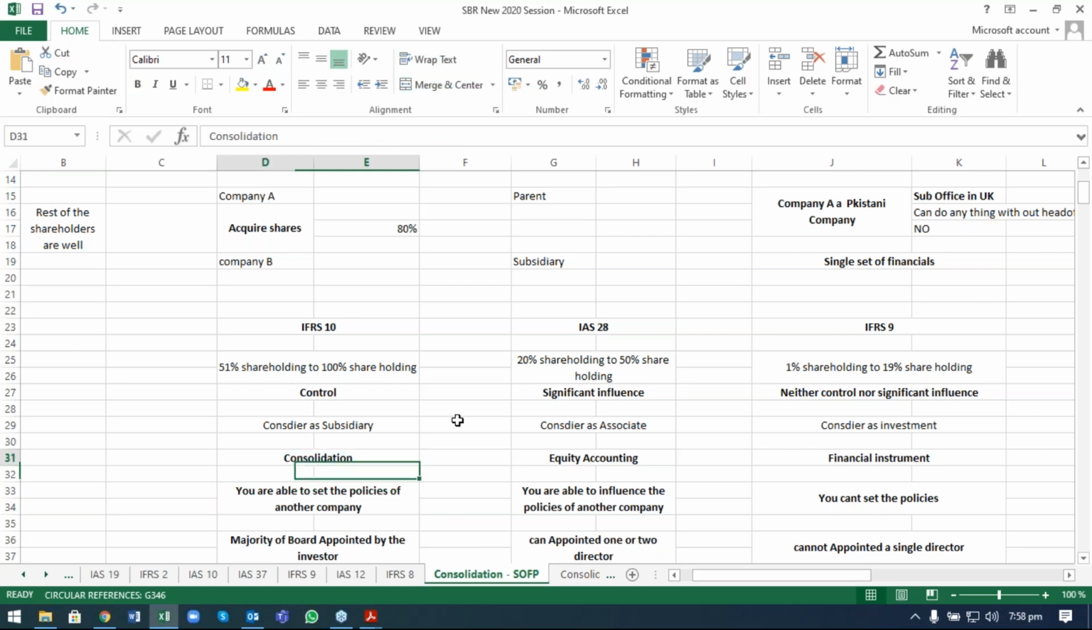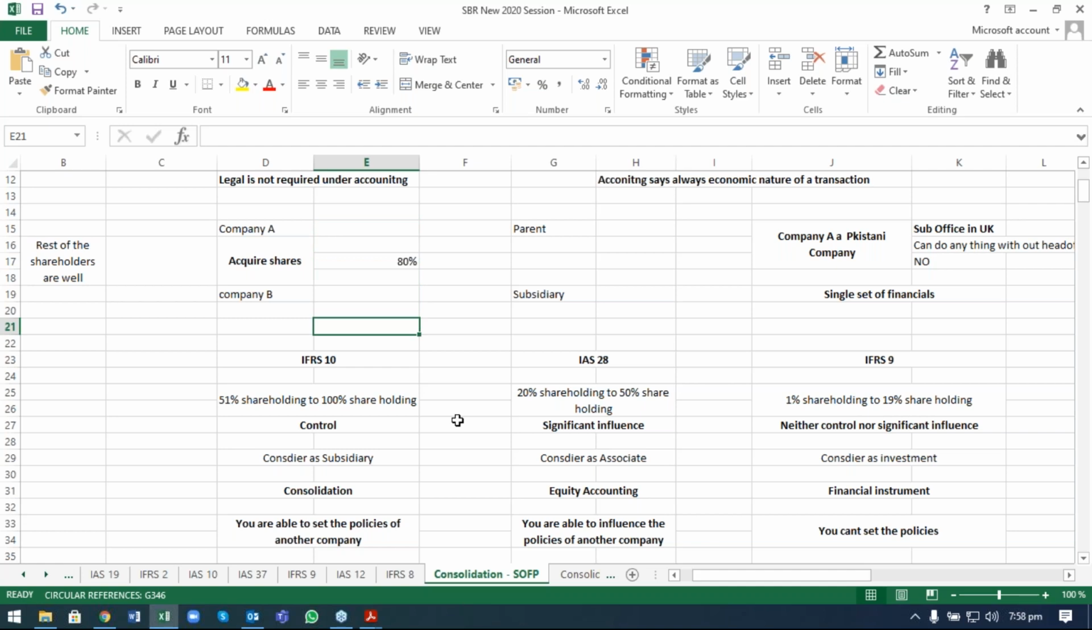We were looking into this at a later point. I'm looking into the other aspect, that is IAS 28. IAS 28 says that you must have a significant influence over the company. Significant influence means you might have a holding of 20% to 50% shareholding. If you have 20 to 50% shareholding, you are exercising significant influence. You can influence the policy making of another company, right? So that significant influence makes it an associate and it should be accounted for under IAS 28.